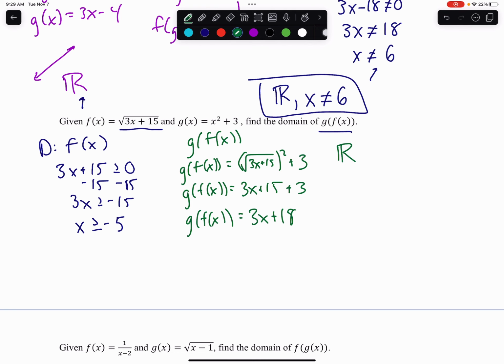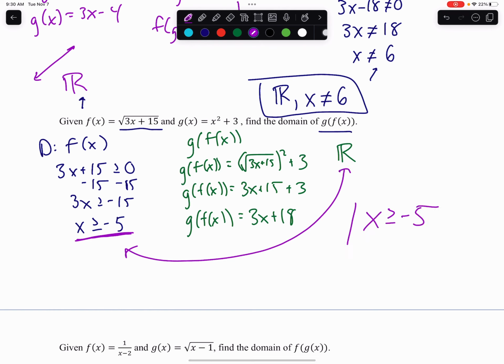But we have to consider what we cannot plug into f of x to begin with, because we can't plug undefined into g of x, because then this is all just going to be undefined. So we have to take into account our domain of what we're plugging into g of x, which is f of x. So we have to make sure we combine these two. And the domain would just be x is greater than or equal to negative 5. Because, and let me show you guys an example of that.